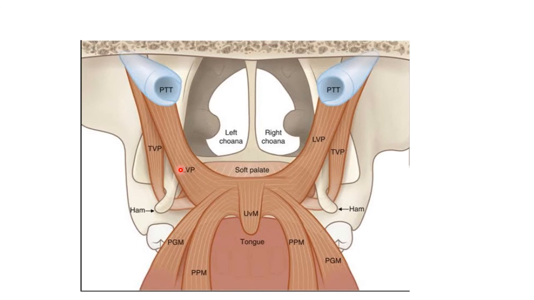The nerve supply. All the muscles of the soft palate are supplied by the cranial root of the accessory nerve via the pharyngeal plexus, except the tensor palati, which is supplied by the nerve to medial pterygoid, a branch of the mandibular nerve.